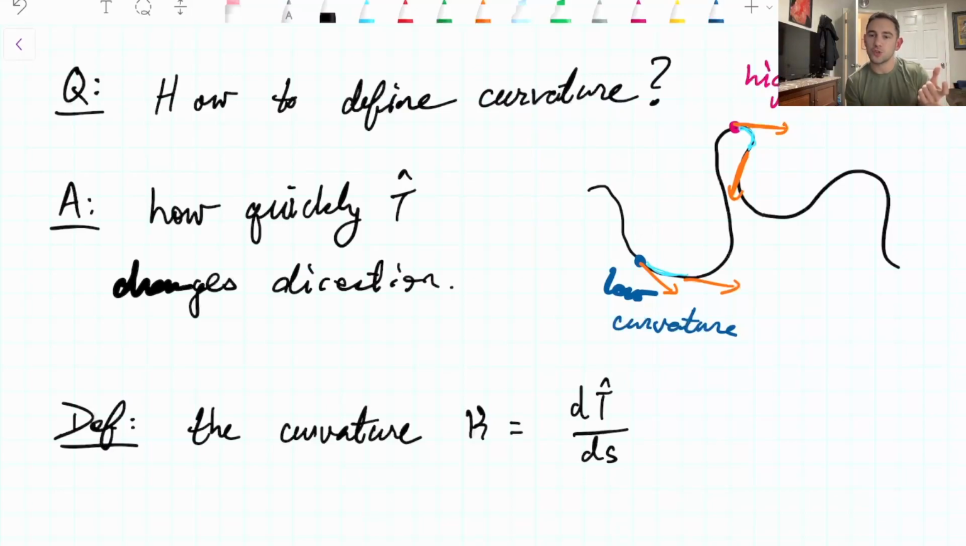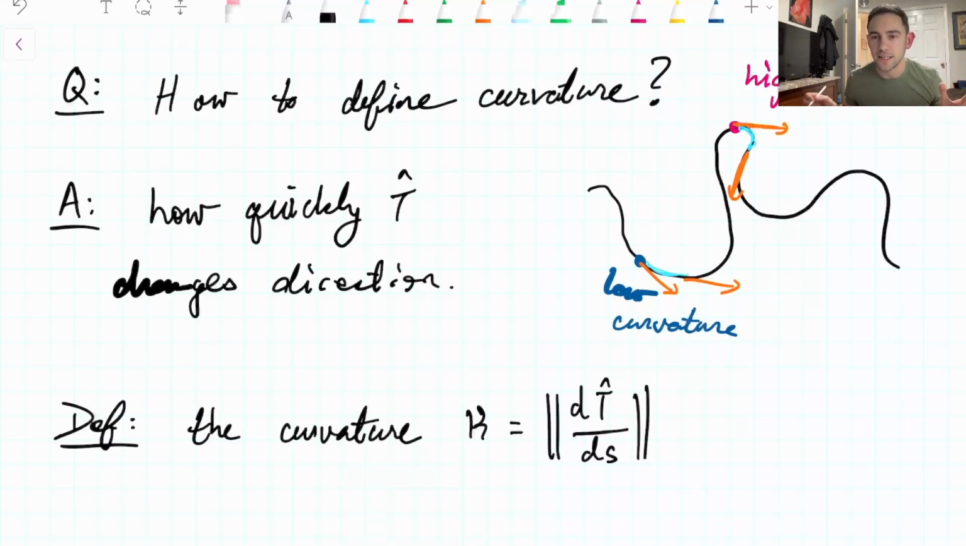If T hat changes greatly over a small amount of arc, it's because there's high curvature. If T hat changes very little over a small amount of arc, there must be low curvature. But of course, this is a vector, and I want a scalar to represent the curvature, so let's take the magnitude. This is the definition of curvature. The magnitude of dT hat/ds, where s is arc length.